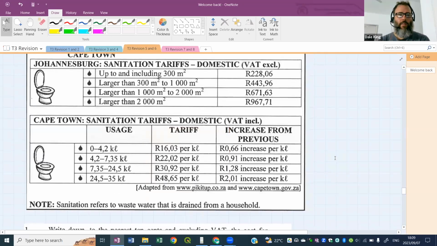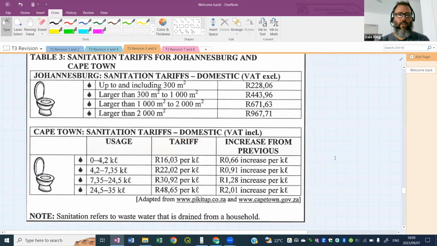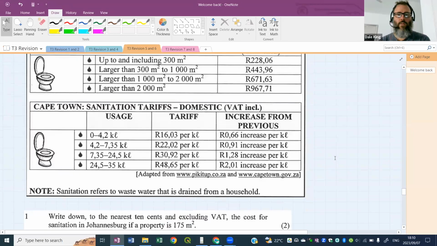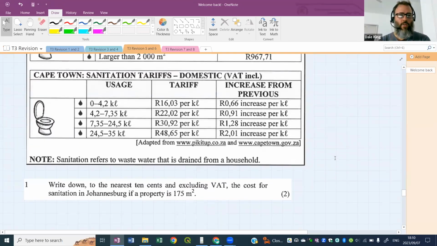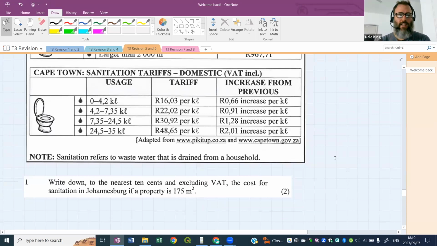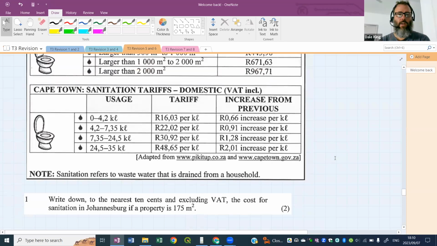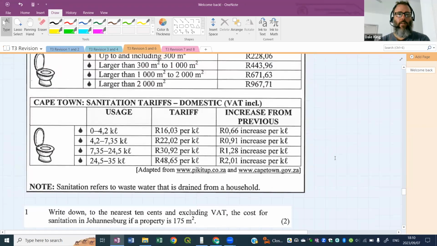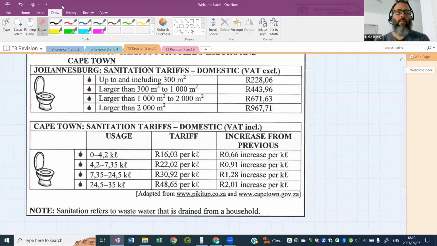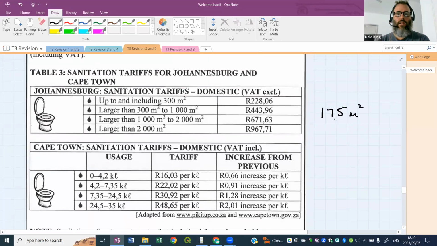At the bottom it says sanitation refers to wastewater that is drained from a household. Just in case you didn't know what sanitation is, it's the wastewater. Here's the first question. Write down, to the nearest 10 cents and excluding VAT, the cost for sanitation in Johannesburg if a property is 175 meters squared. I'm going to write it up here on the side. We're looking at a property that is 175 meters squared. Round off to the nearest 10 cents, and we want VAT excluded, and these values are VAT excluded.